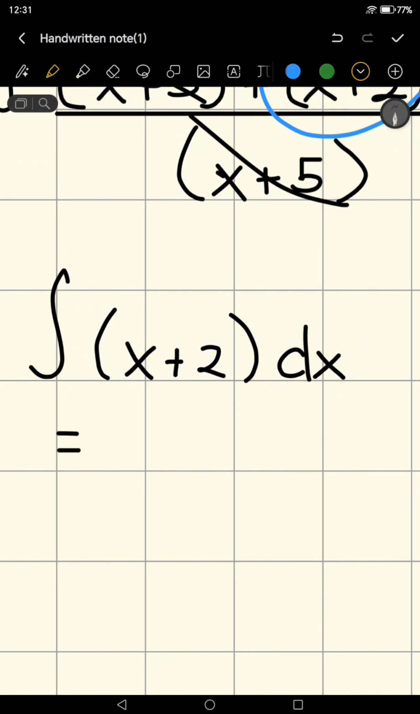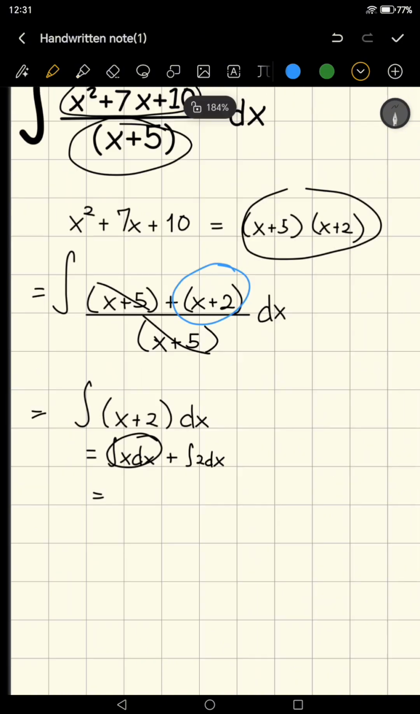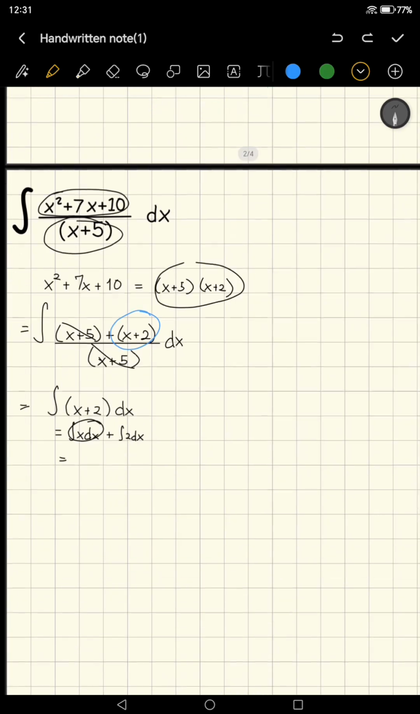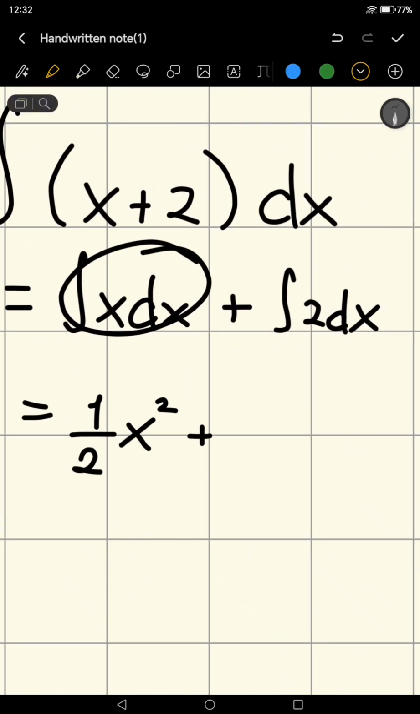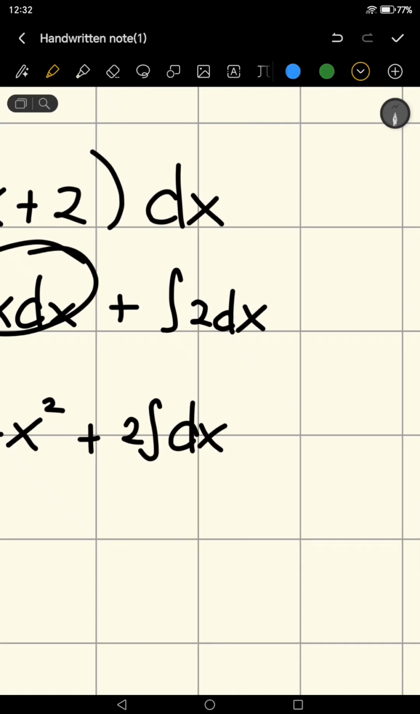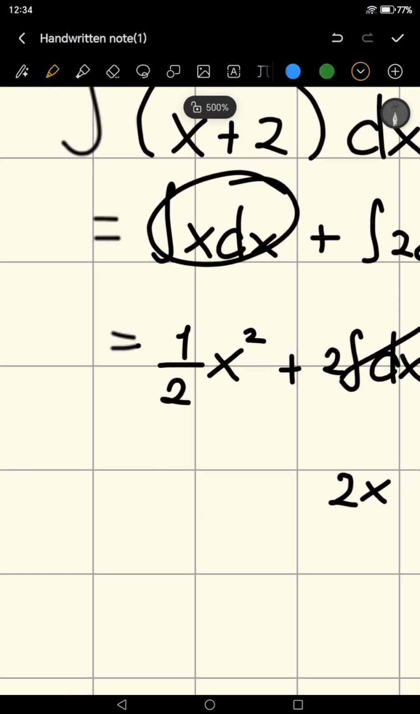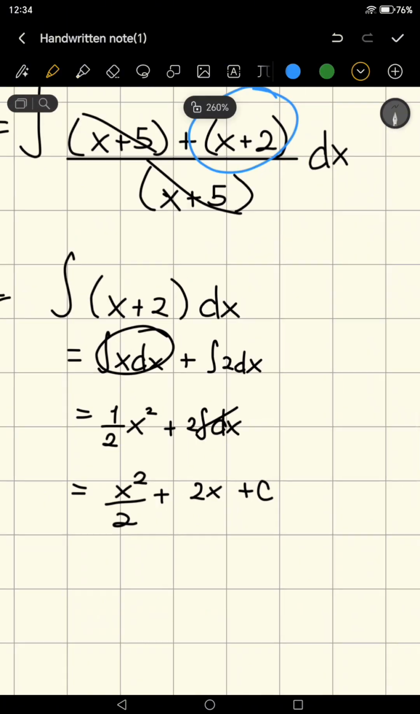This will become the integral of x dx plus the integral of 2 dx. The integral of x dx ay nasagutan na natin kanina, so diretso na lang tayo. This will become 1/2 of x squared plus factor out the constant 2. Constant rule lang yan. So it will become x squared over 2 plus 2x plus c.